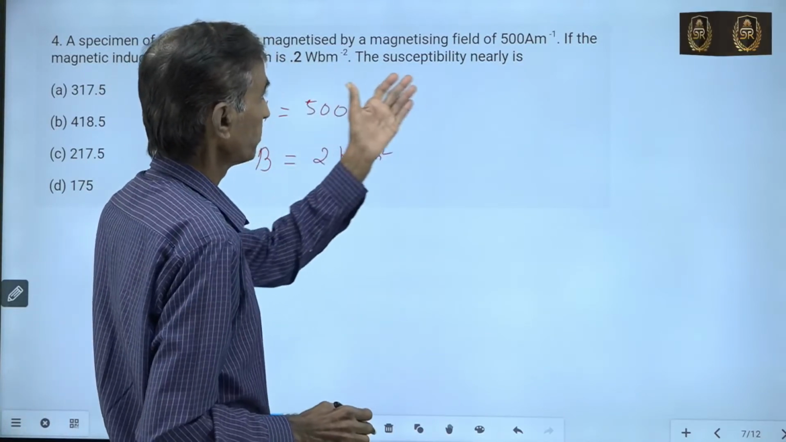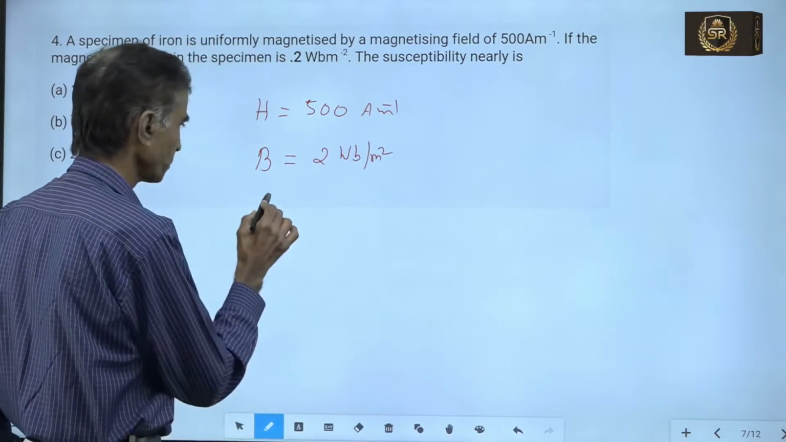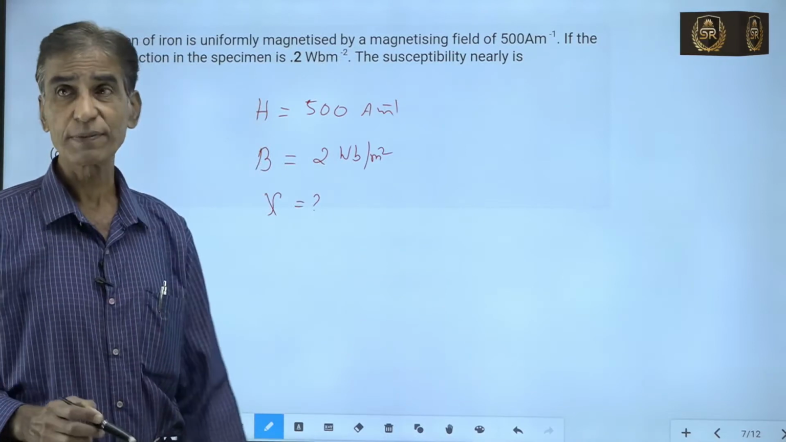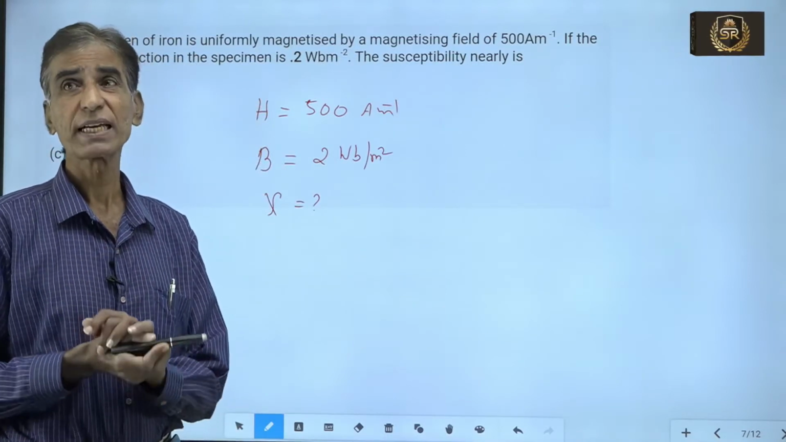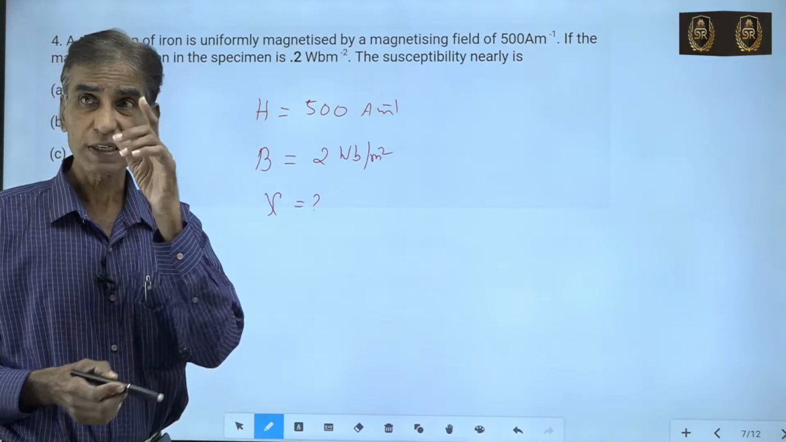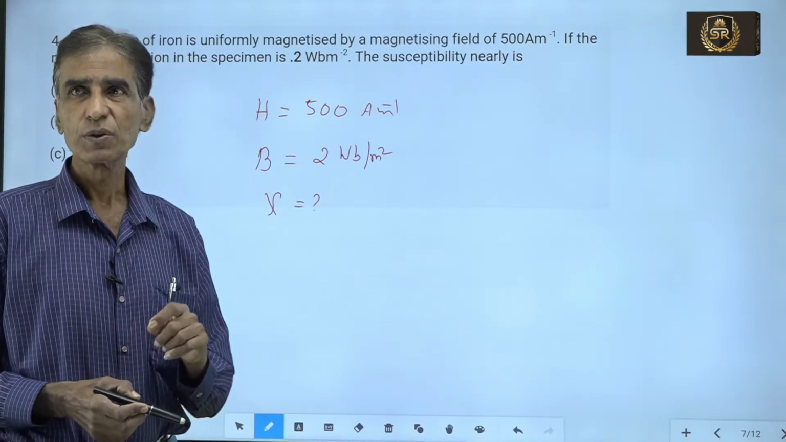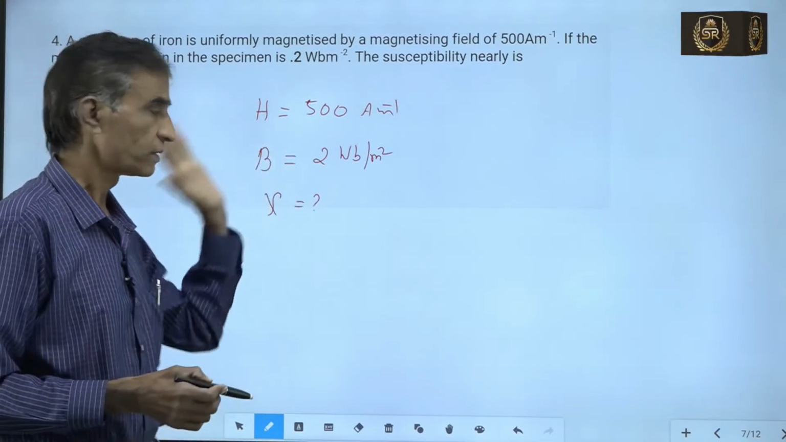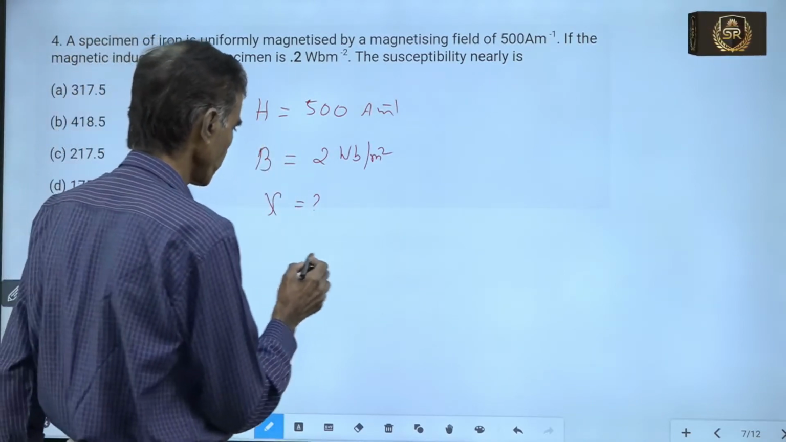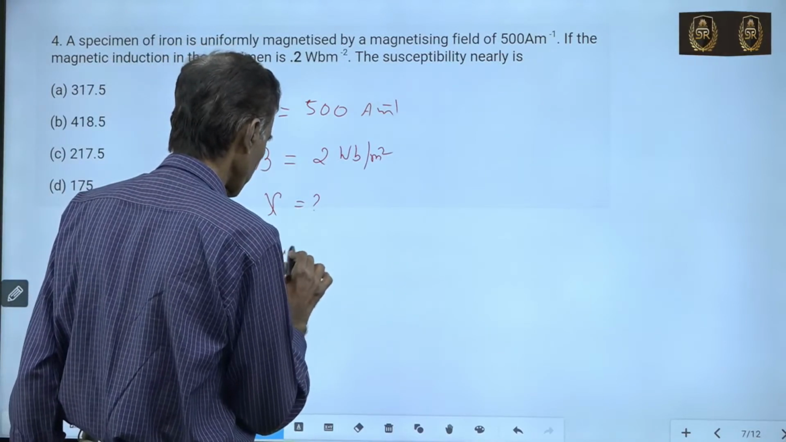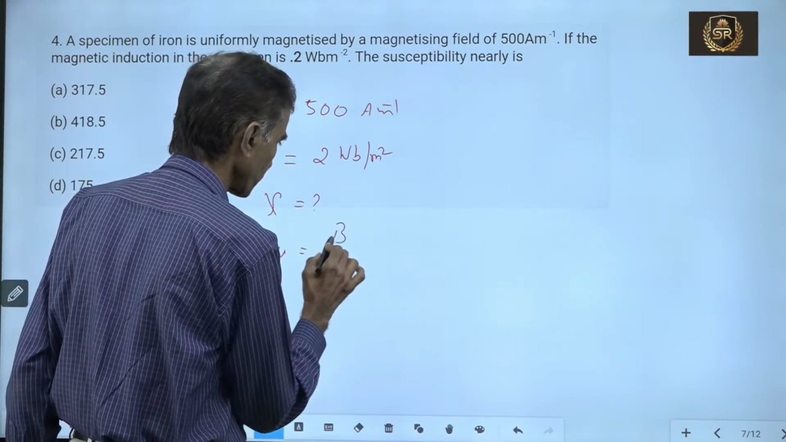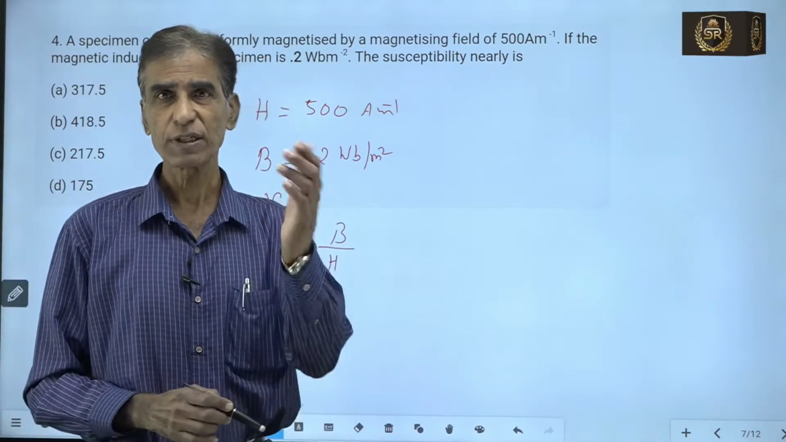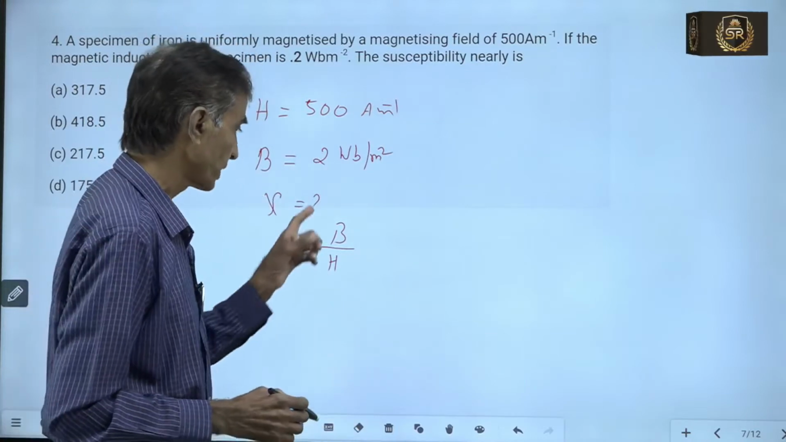Next, he wants magnetic susceptibility, that is J you have to calculate. What is the value of J? So, what do we have to calculate first? That is very important, no? First, we have to calculate mu r. To calculate mu r, we can calculate mu first. What is the relation between these two? We have mu is equal to B by H, because how we define H? H equal to B by mu. Therefore, mu equal to B by H.